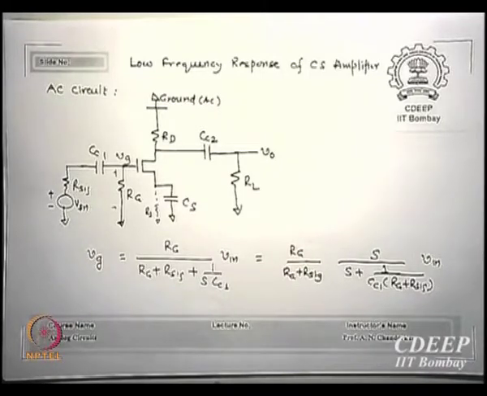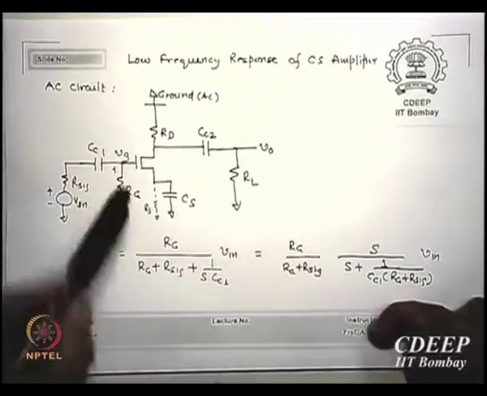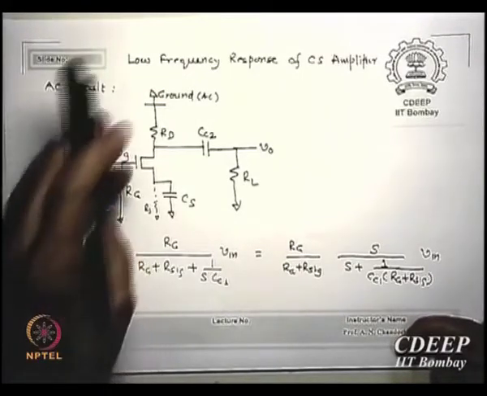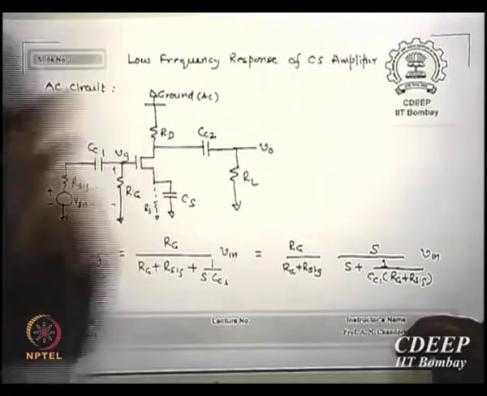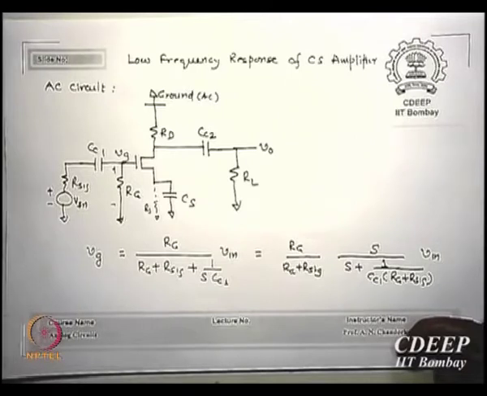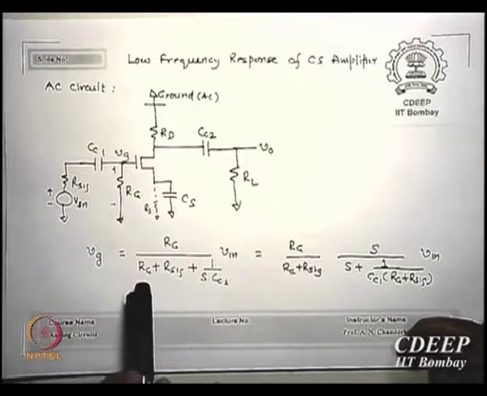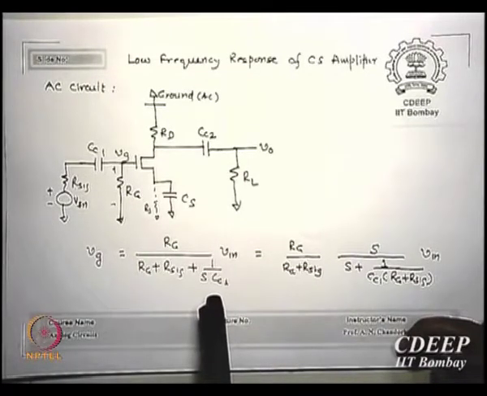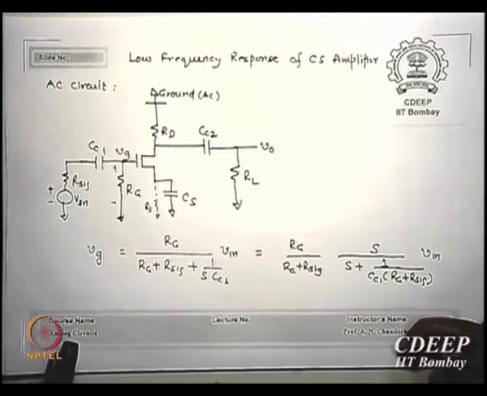Now I figure out, let's look at only the input side, this side. How much is Vg? It's a divider. This voltage, this impedance or resistance divided by the net impedance, is that correct? Into Vn is Vg. So Vg is Rg upon Rg plus R signal plus impedance due to capacitance, is that clear? Which is 1 upon sC1.